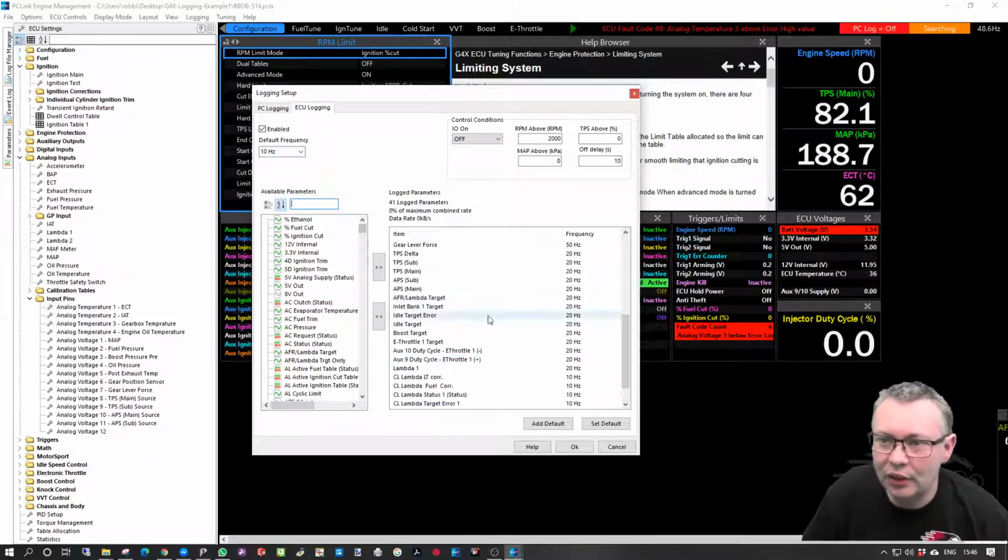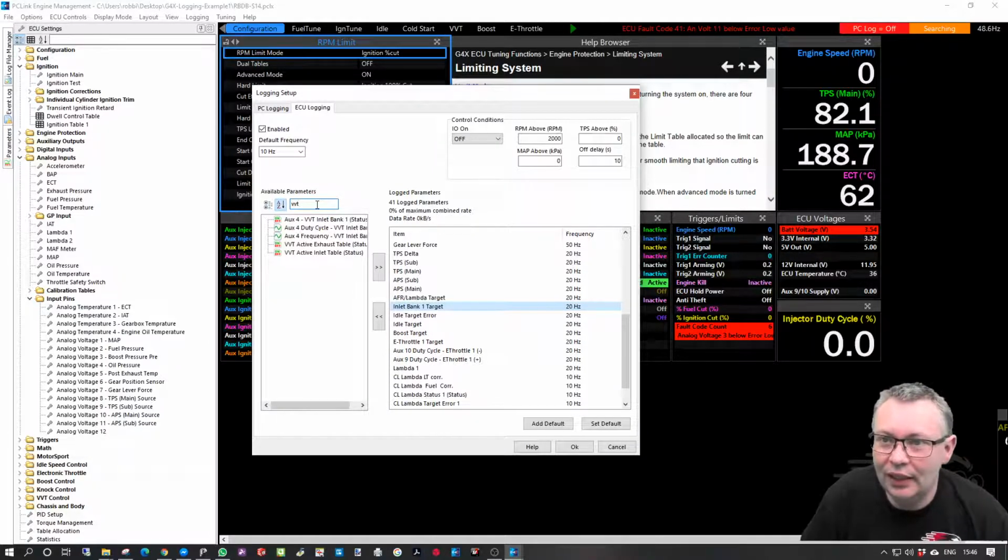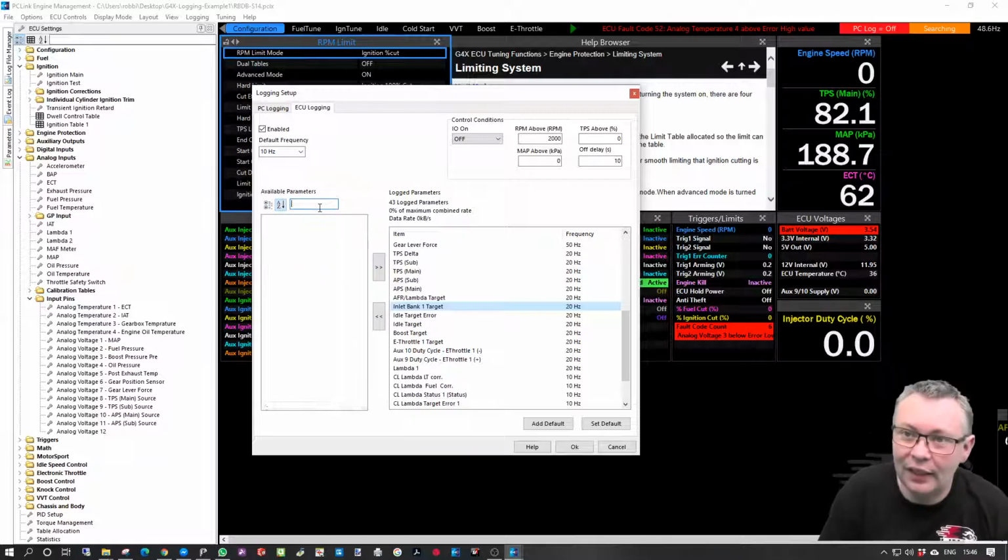But let's have a look back in our list, where we pulled all these targets in. So we got AFR target, right? We've now got the parameters to match that. Inlet bank 1 target. So that's our VVT. So now we want to see the status of our VVT, right? Inlet 1. The duty cycle to it was probably a useful thing to have as well. And we want our inlet cam position.